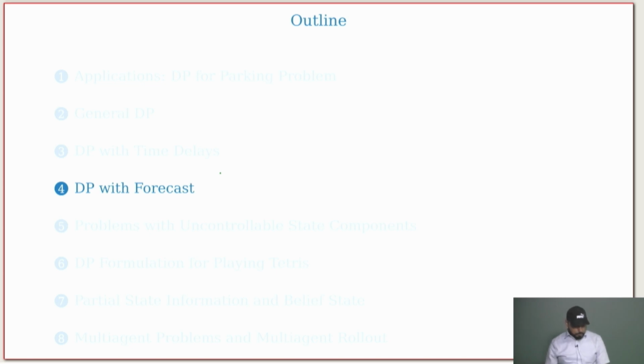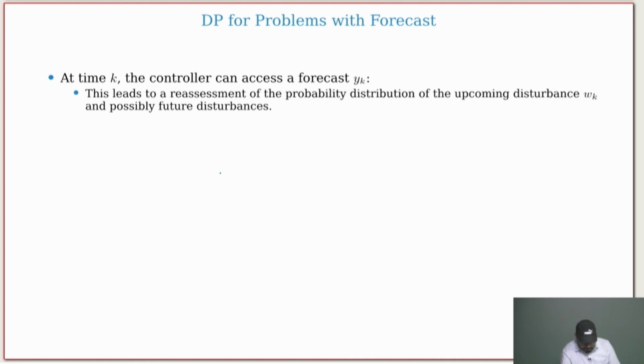So what we saw so far is time delay, where we said that our current state may depend on the previous state and previous control. Now there is something called forecast. Now DP with forecast, and this will be useful in Tetris as well. So let us see what a forecast is. So at time k, the controller can access a forecast yk.